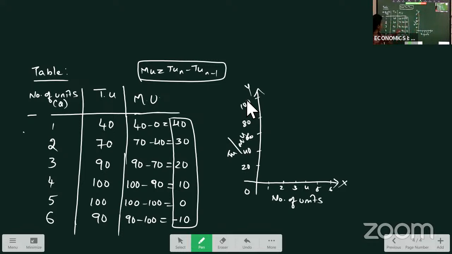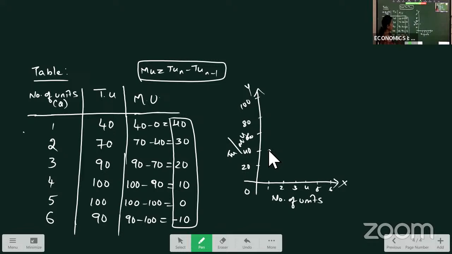First, I will do the total utility curve. Graph is also very, very important. Don't make mistakes in the graph. Total utility, what for the first unit? What is the total utility? 40. 1 is the unit, 40 is the total utility. I'll put a point over here.